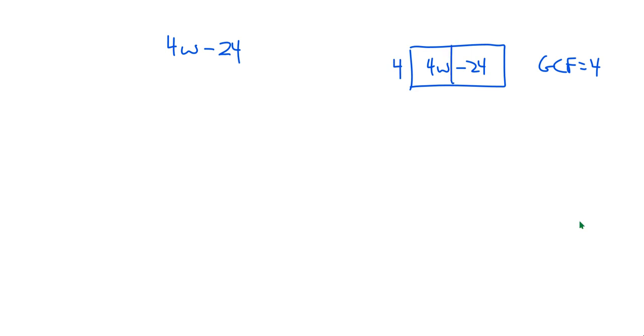Split this into two parts. The other dimension of the 4w rectangle must be w. And then for the negative 24, this must be negative 6. So I have 4 times negative 6 is negative 24. Okay, and so then we can write 4w minus 24 can be factored into 4 times w minus 6.